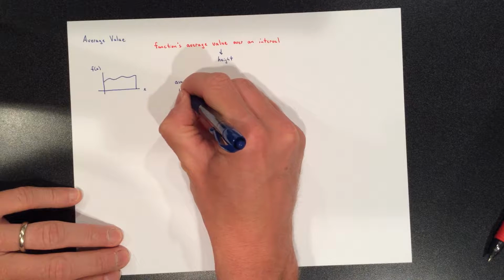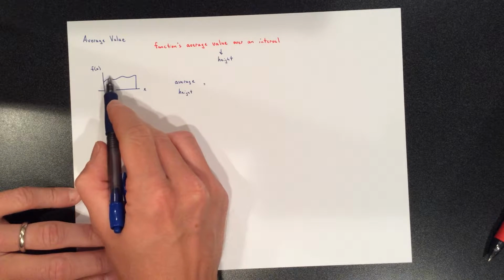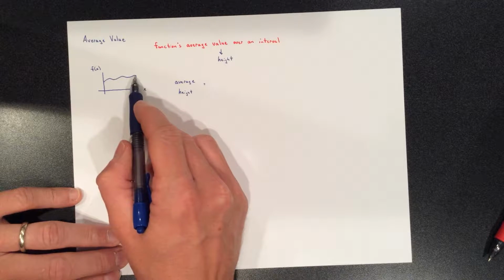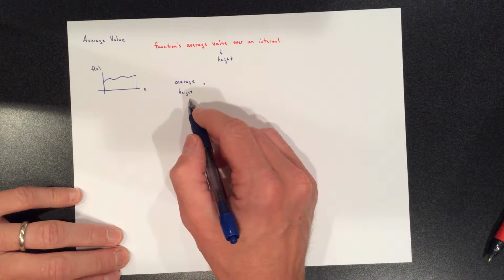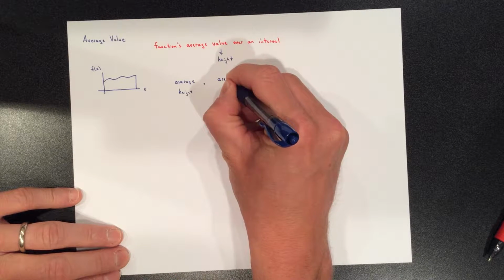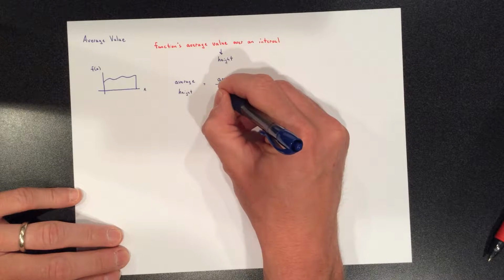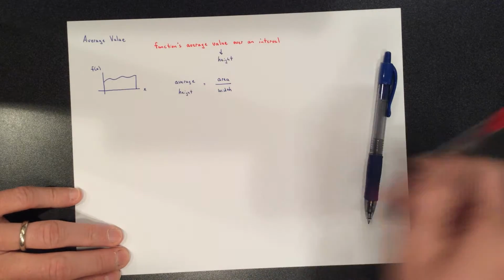the average height of this curve, the curve starts out a little low and then goes up and then goes down and then goes up and ends up higher. We want the average height here. Well, the average height, shouldn't it just be the area divided by the width?